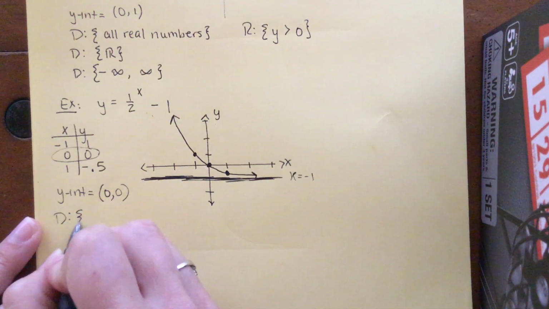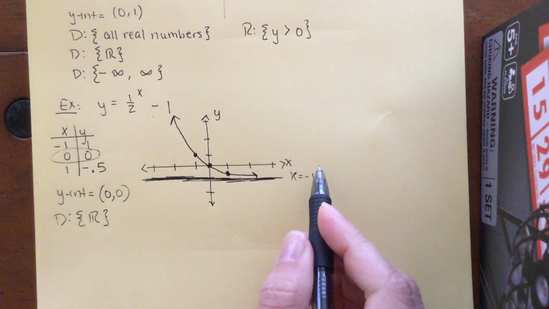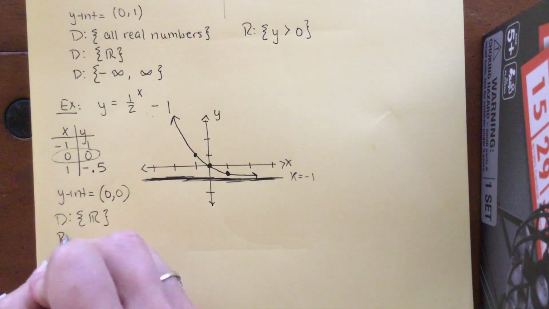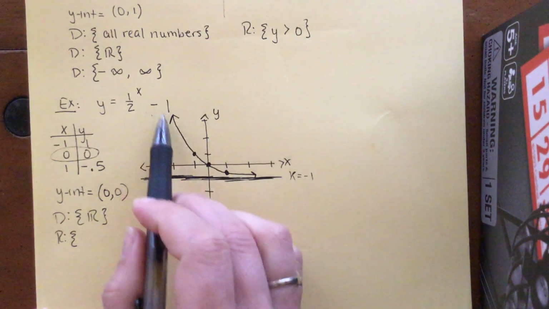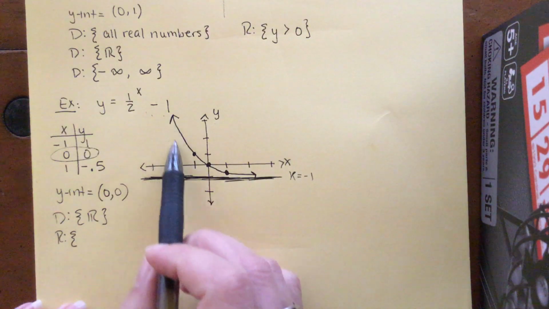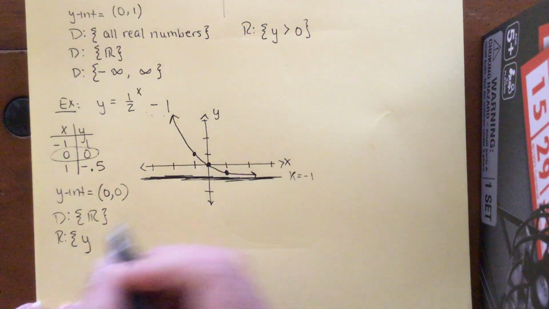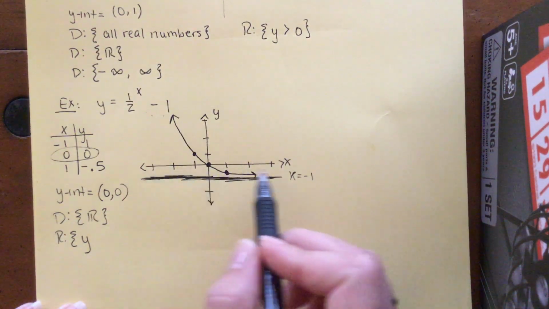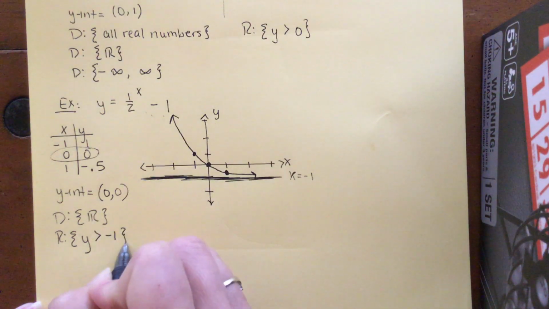My domain is always all real numbers. You can use that fancy R, negative infinity to positive infinity. Doesn't matter what x you choose, you'll get something back. My range values, this one's a little bit different than what we've done before. It's approaching my fence value of -1. So of course my y values are all bigger than -1 because it's sitting above that fence. So we say greater than -1.